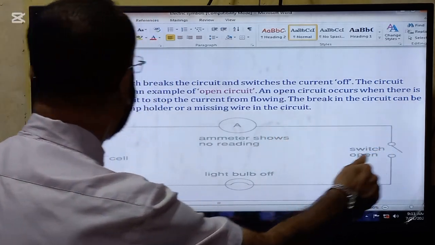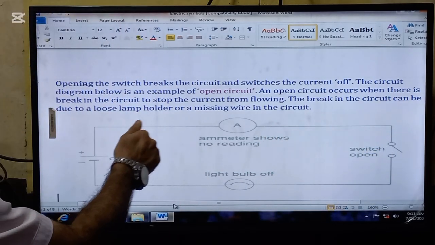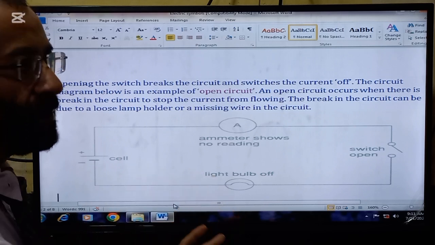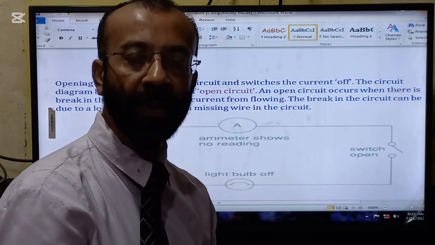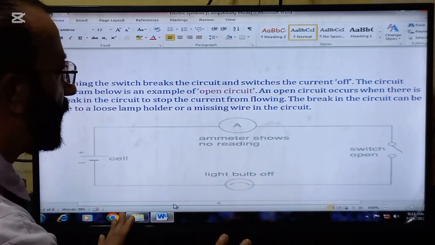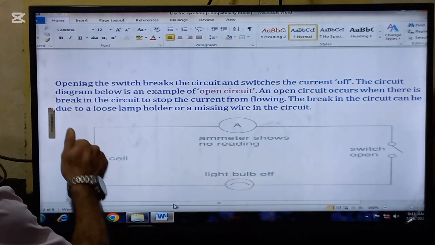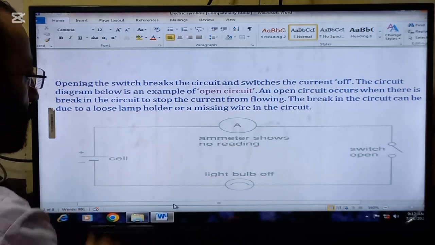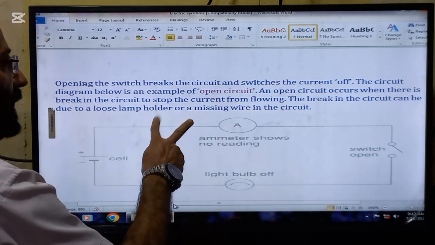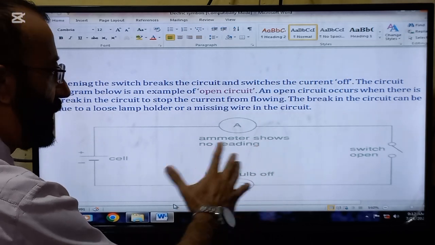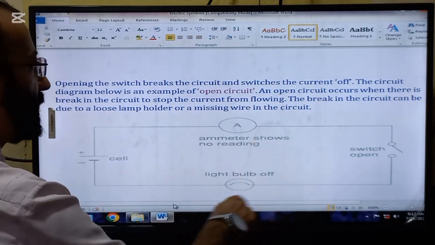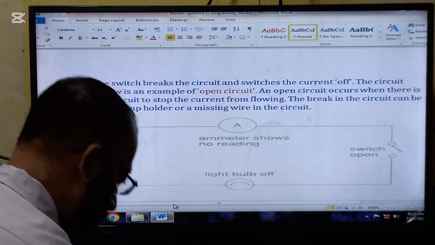The break in this circuit can be due to a loose lamp holder. So there are reasons, and sometimes the reasons also come in the paper. The reasons to break this circuit are, number 1, it may be due to a loose lamp holder, or a missing wire in this circuit. So these 2 reasons may be responsible for breaking this circuit. This type of circuit is called open circuit.